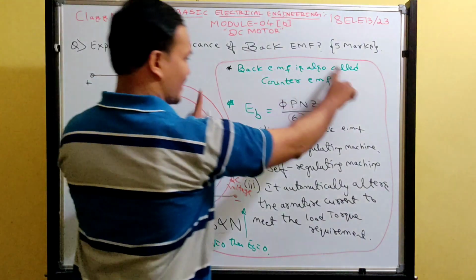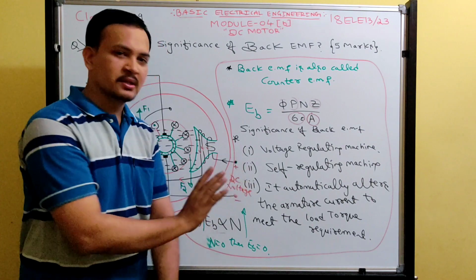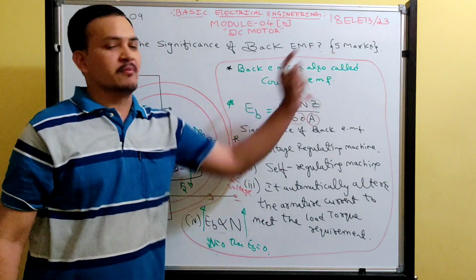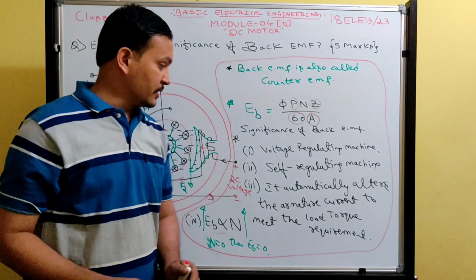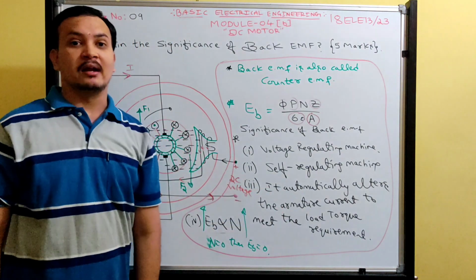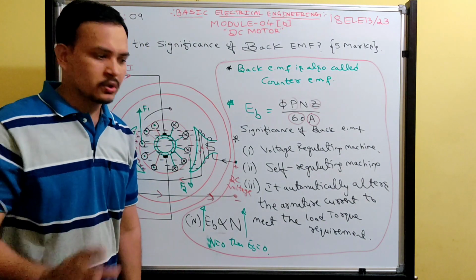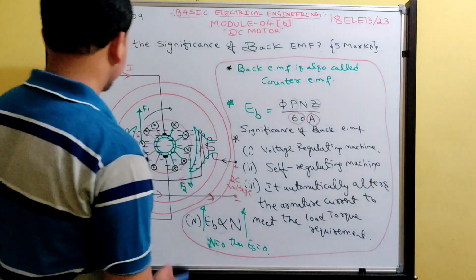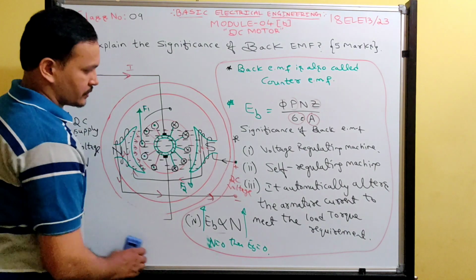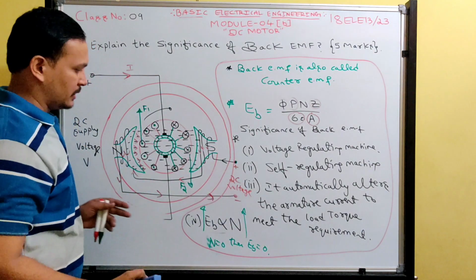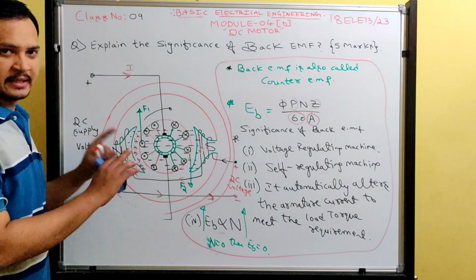Only this part you write for the exam. This is the significance. See, these three points are more than sufficient to get 5 marks. Now I'm giving the practical reason how it automatically alters the armature current. For that, one equation is there that you should write in the exam. So understood guys? So instead of writing all the diagrams, I explained using the construction diagram.